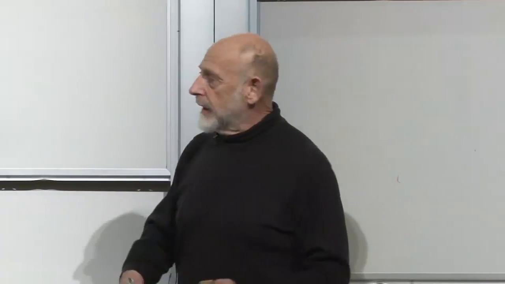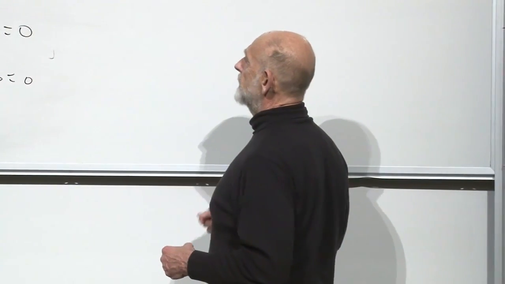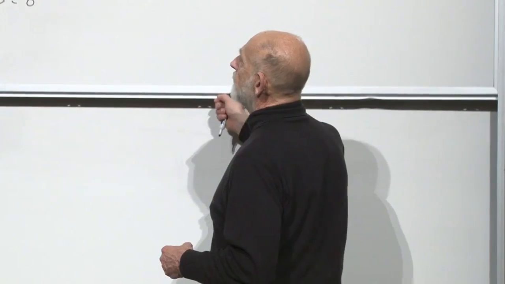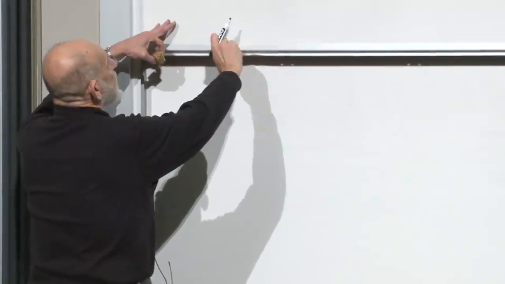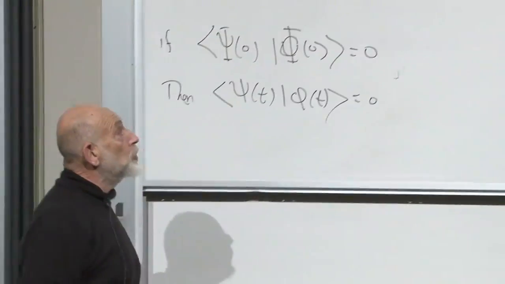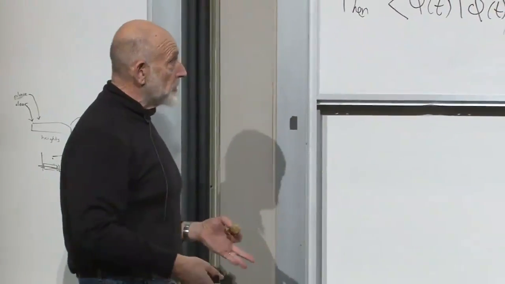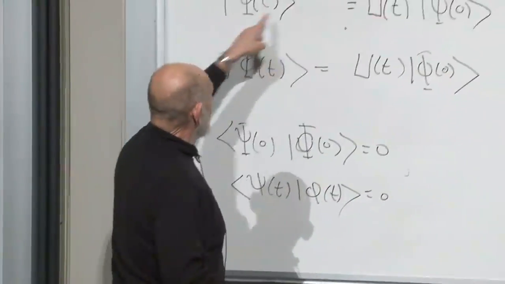There's a sense in which the overlap between two states is, of course, a measure of their similarity, and what it says is the degree of similarity remains the same. Okay, let's see if we can figure out what that means for U. Let's rewrite this by plugging in for phi of t and psi of t, the product U times phi and U times psi. But before we do, we have to remember that we have to flip this equation.